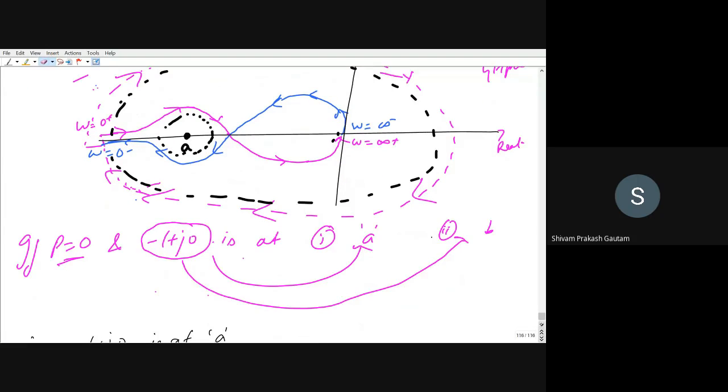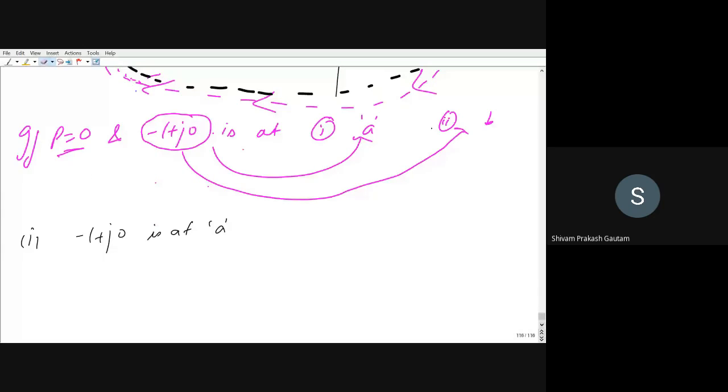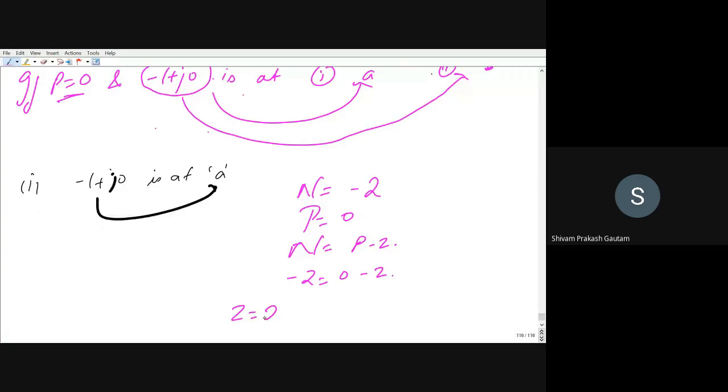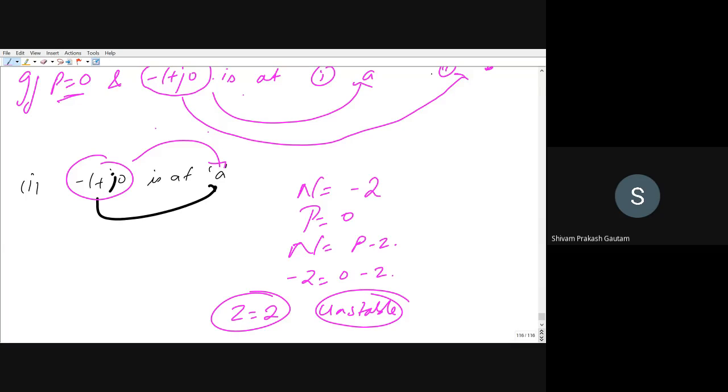So if this point is at A, n will be equal to -2, because there are 2 encirclements and both are clockwise, and P is equal to 0. So n is equal to P minus Z. n is equal to -2, P is equal to 0, so Z is equal to 2. That means if this point is at A, then the system will be unstable. If our -1 plus j0 point is lying at A, in that case the system will be unstable.